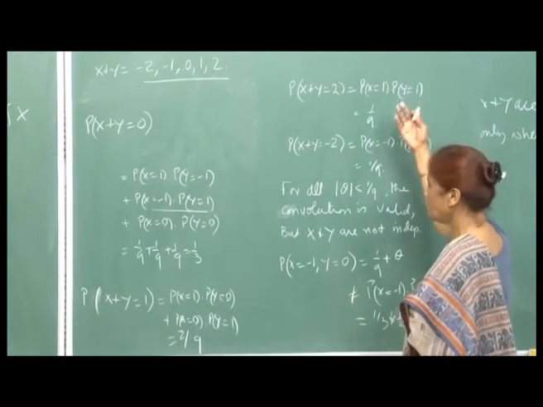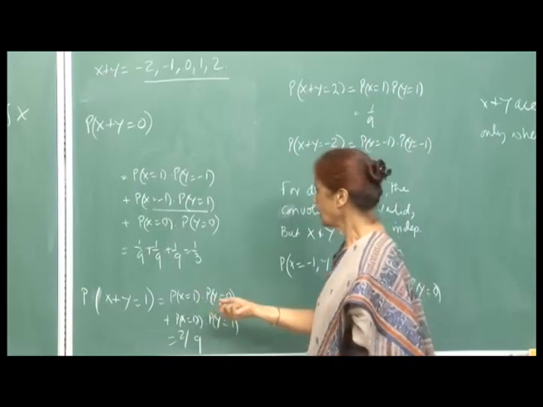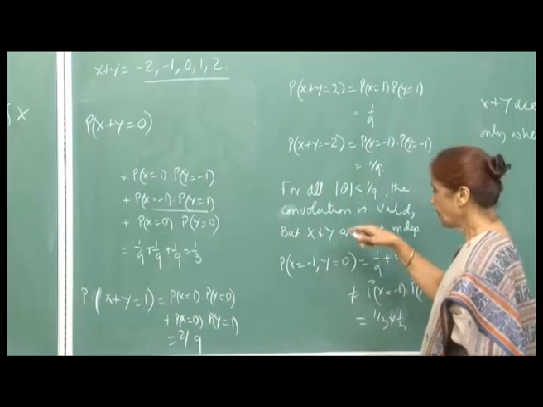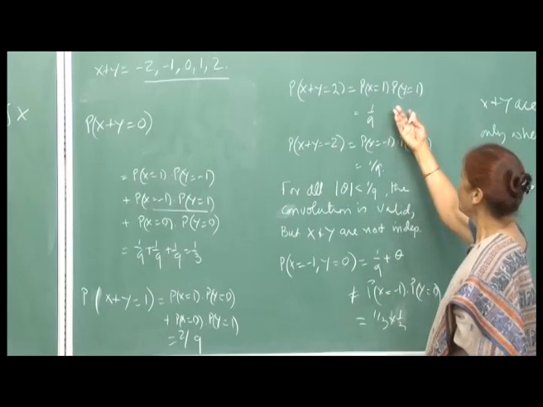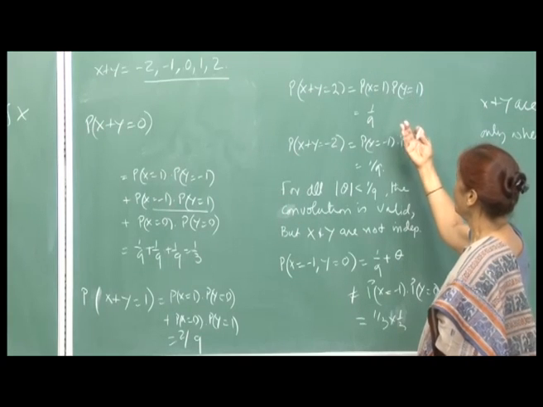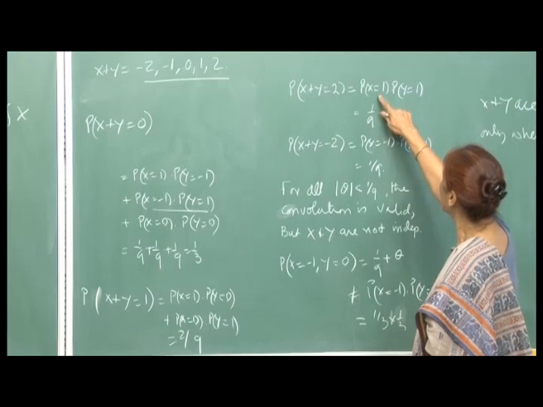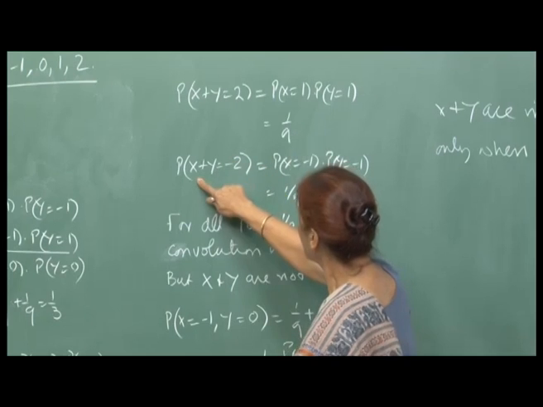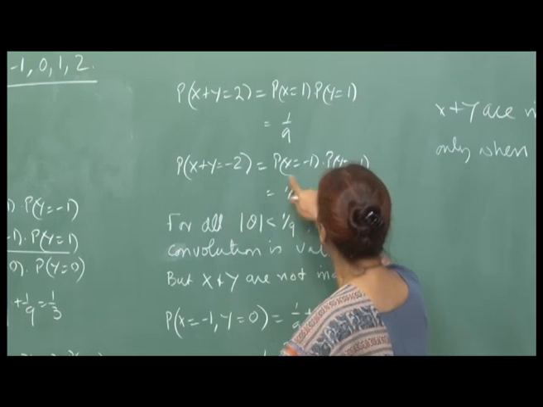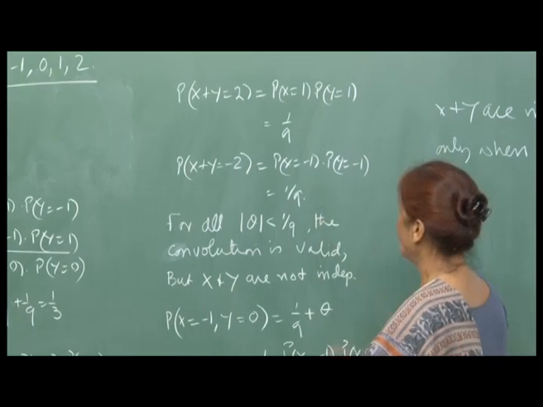And so, for x plus y equal to 2, only one possibility: x takes value 1 and y equal to 1. I have taken this example because it shows you that when we write f x of x into f y of t minus x, you have to take only possible values of t. You cannot just take any. So, x plus y equal to 2 will be given by x equal to 1 and y equal to 1. So, this probability is 1 by 9, and similarly x plus y equal to -2 will be given by x equal to -1 and y equal to -1. So, that is 1 by 9.